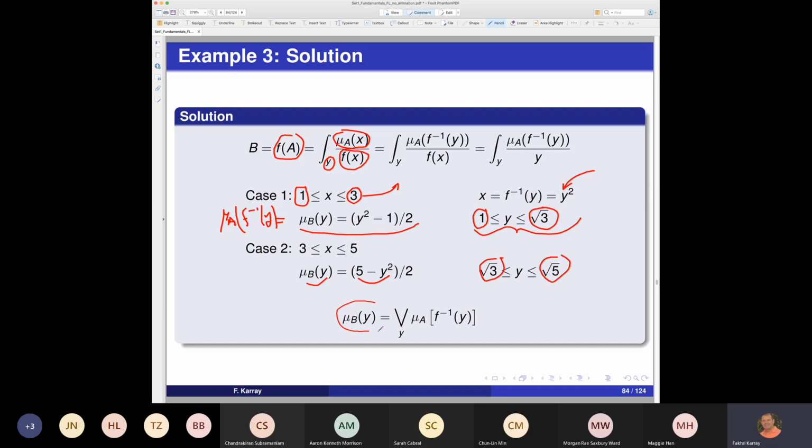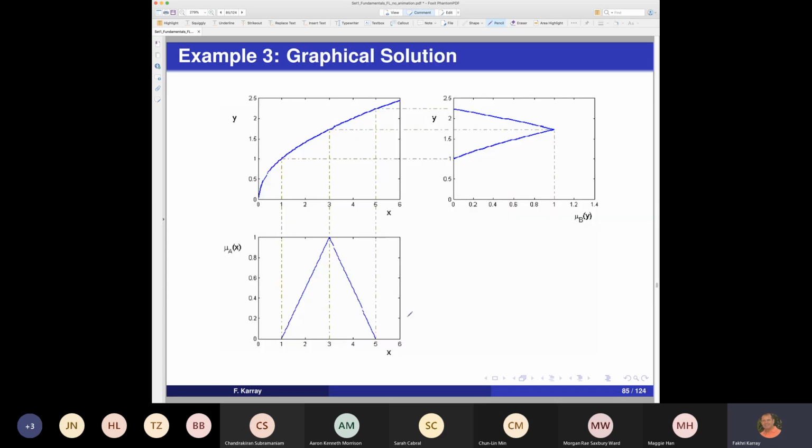So now mu B of y is going to be the maximum of mu A of f minus 1 of y over all the values of y. Let's look at it in this particular region. For x between 1 and 3, it's going to be a bijective representation, but it's going to be squared. So between 1 and 3, it's going to give us 1 to 1.7 or so, in this area.